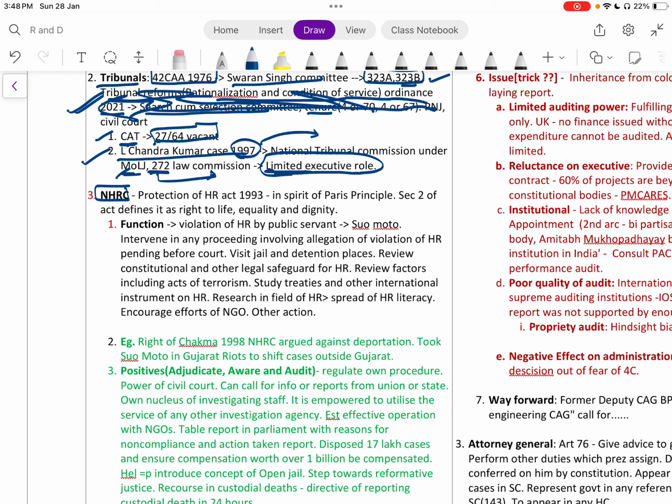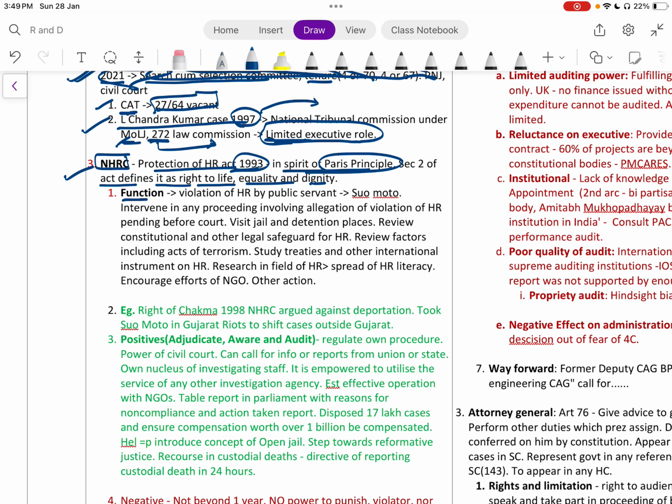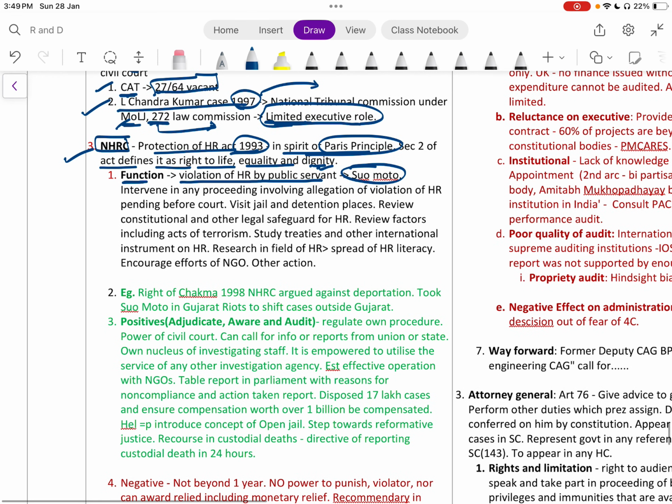National Human Rights Commission, Protection of Human Rights Act 1993, in spirit of Paris Principles. Section 2 of the Act defines human rights as rights relating to life, equality and dignity. Okay, what are the functions? The violation of human rights by public servant can be taken up suo moto. Intervene in any proceedings involving allegations of the violations of human rights pending before the court. Visit jails and determine the detention places. Review the constitutional and other legal safeguards for human rights.